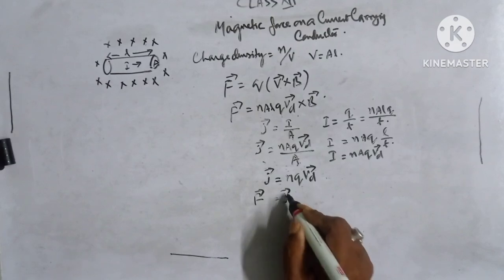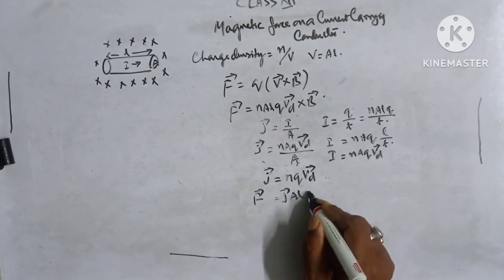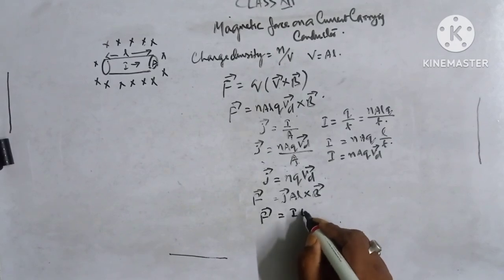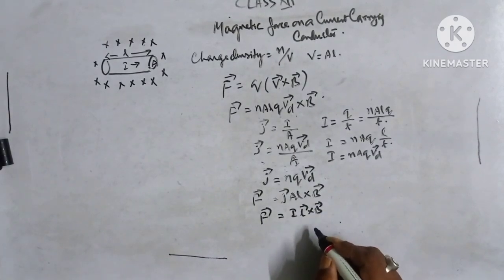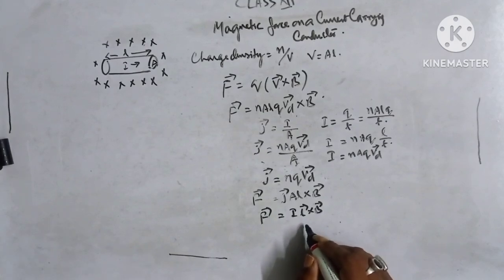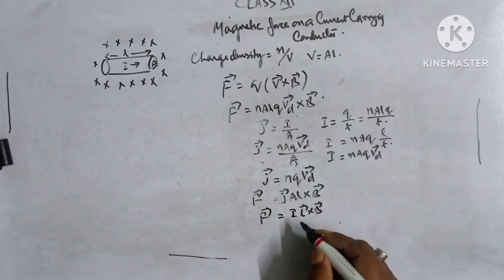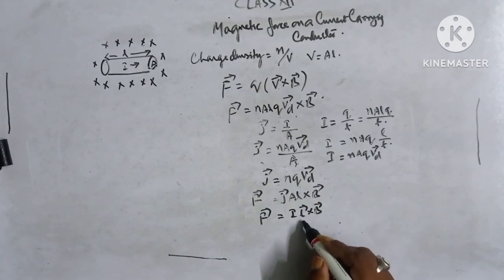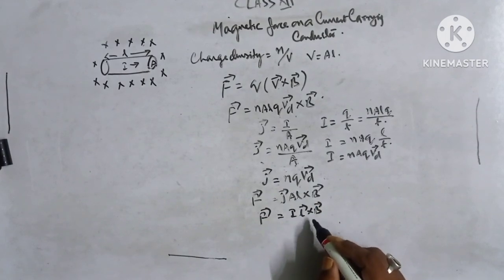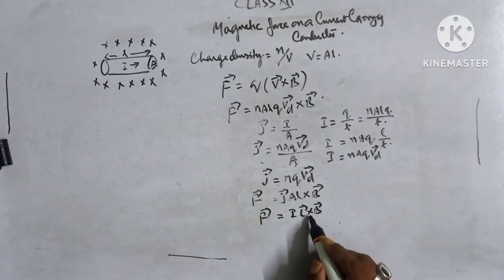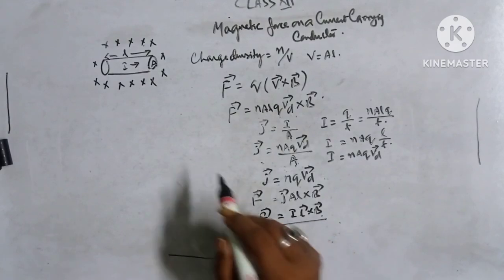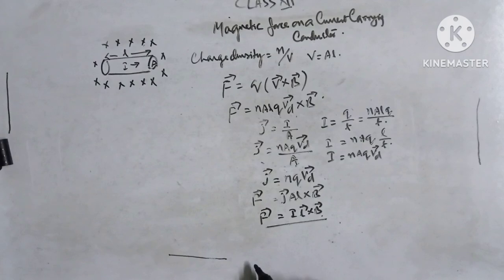So here it will be J vector A L cross B vector. Again, J into A is your I. So F will be equal to I L cross B. Here L is a vector, because I is a scalar quantity and here it is a cross product, so we have to take L as a vector quantity whose magnitude is L. So this is the force exerted by the magnetic field on the conductor.